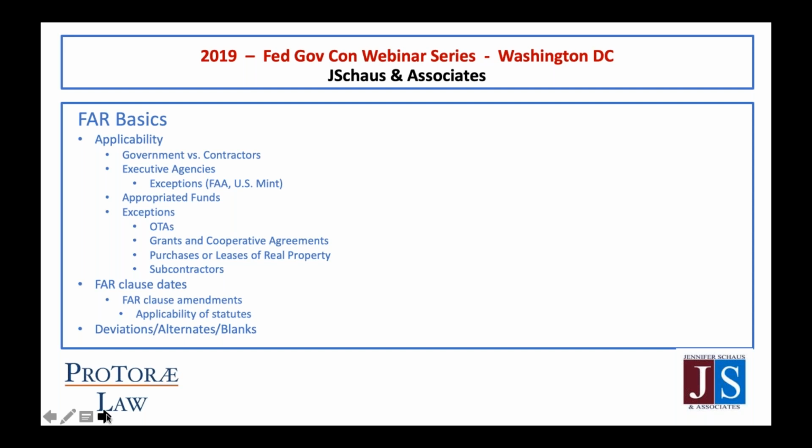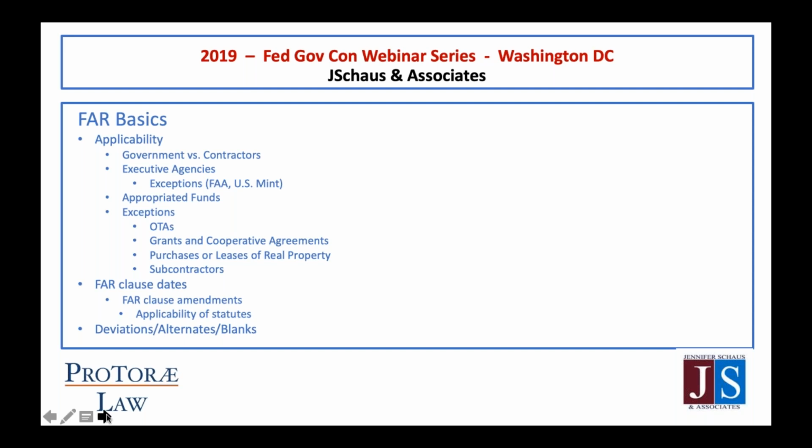The other tenet of applicability is appropriated funds. So, for example, concession contracts on bases, which are self-funded from the proceeds of what they sell, are not subject to the FAR. And certain types of agreements, other transaction authority agreements, are not subject to the FAR, and indeed that is why they are so popular, particularly now, because they are not subject to the constraints of the FAR. Grants and cooperative agreements, purchases or leases of real property.